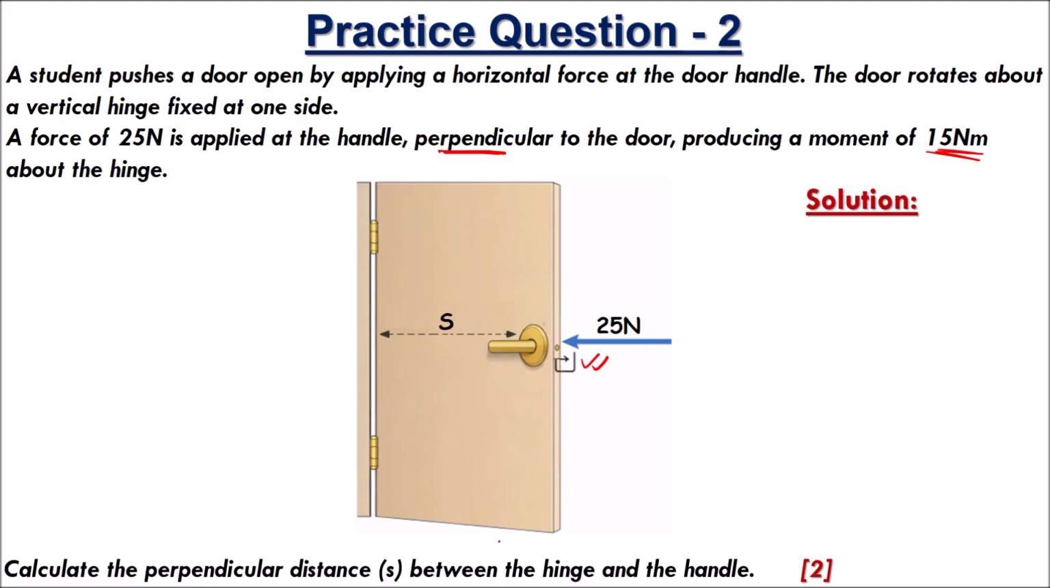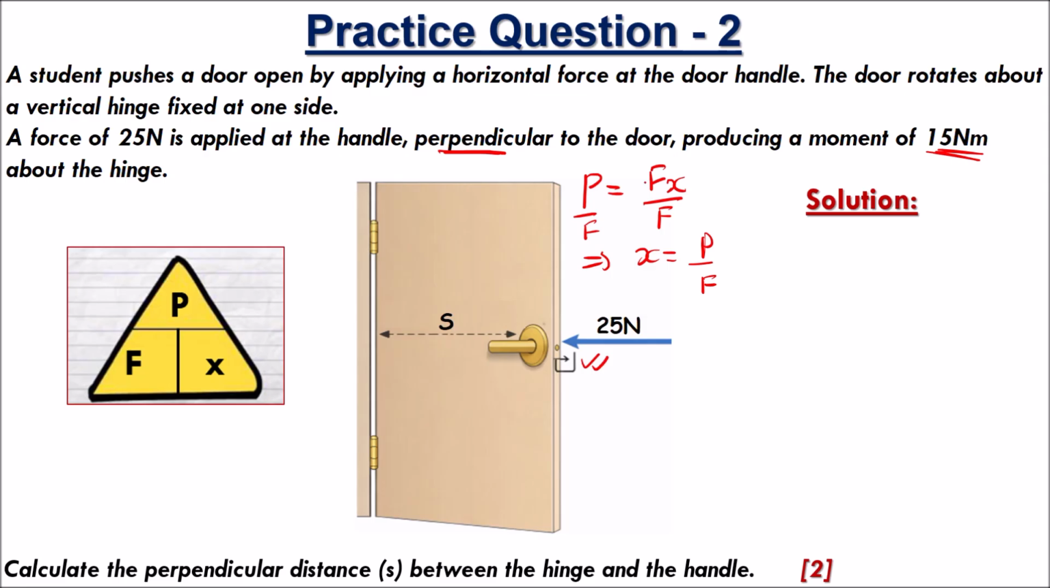Now, here they are looking for a distance. Those who are good with math, we just say moment is equal to force times distance. We are looking for distance, hence we are going to divide both sides by F, and we end up saying x is equal to P over F. For those who have a problem, you can use the triangle formula. We want the distance. So distance is equal to moment divided by a force. So to solve A, we quickly say the distance S is equal to the moment divided by the force applied.